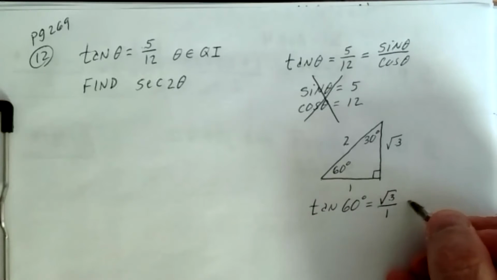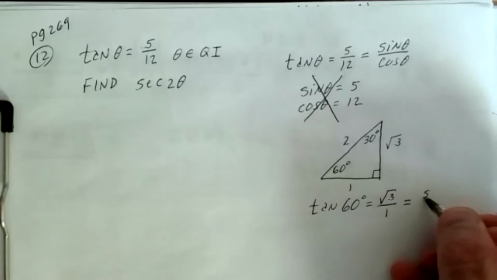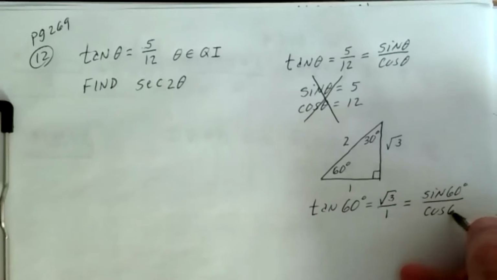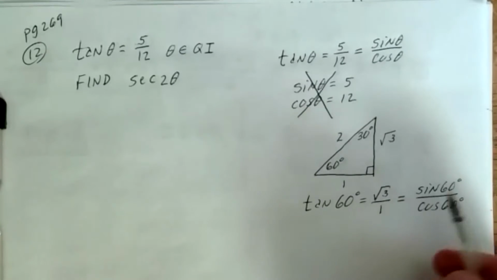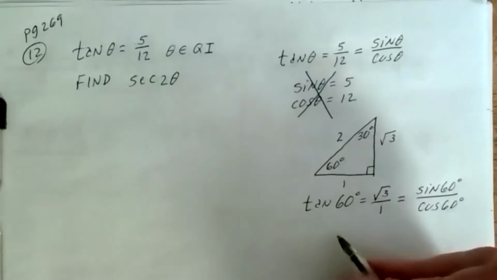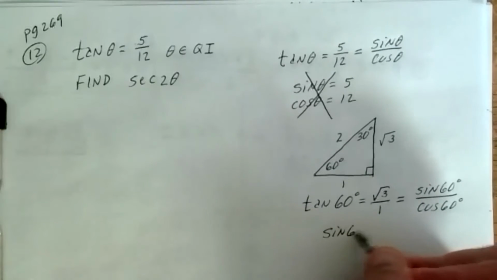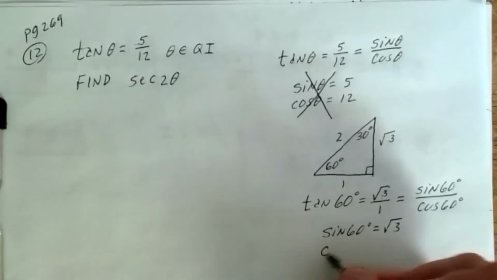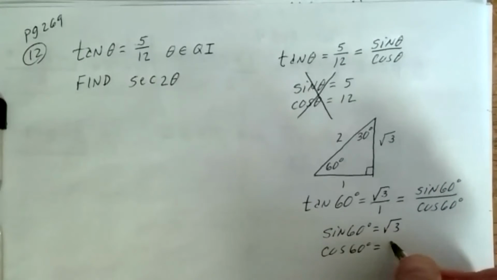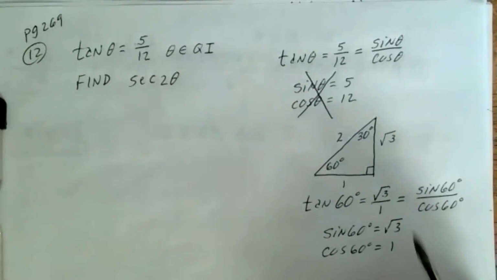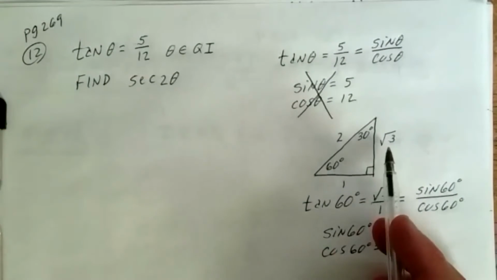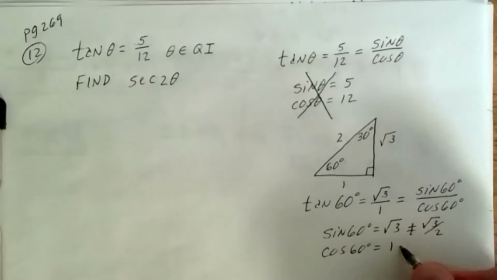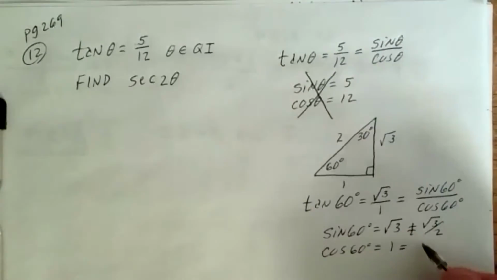But later on, because the tangent is a ratio of sine over cosine, the sine of 60 degrees over the cosine of 60 degrees, you cannot say that the sine of 60 degrees is equal to the square root of 3, and the cosine of 60 is equal to 1. That's not the case at all. The sine of 60 degrees is going to be the square root of 3 over 2. And the cosine of 60 degrees is 1/2.